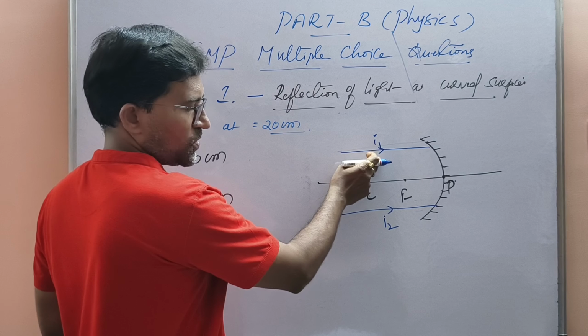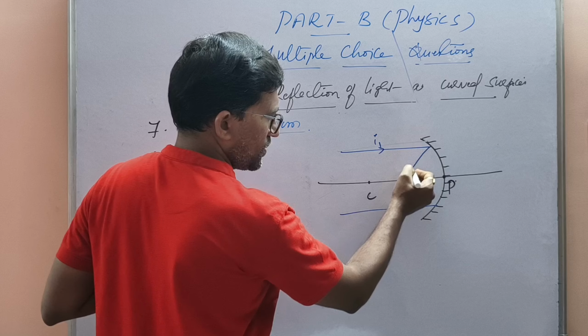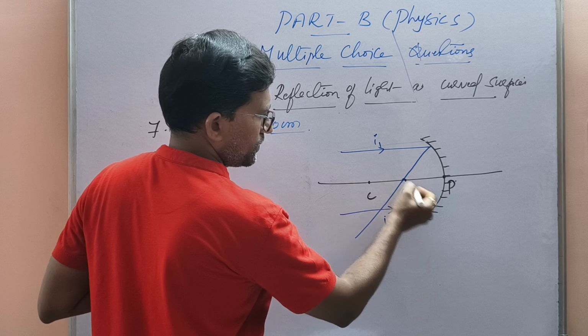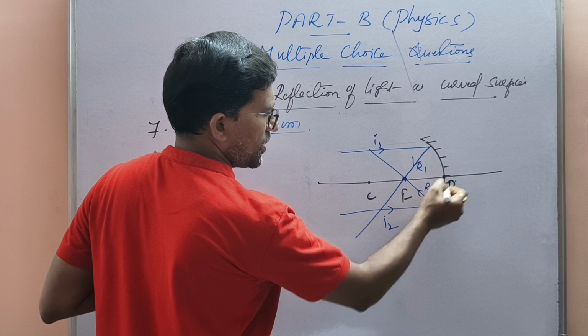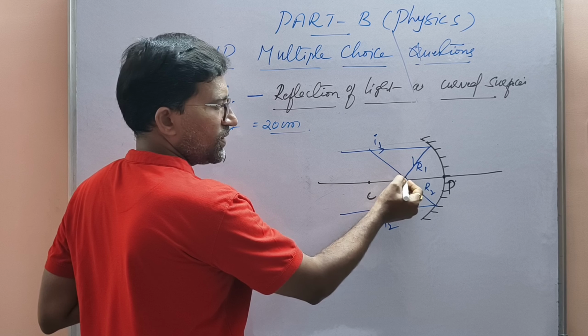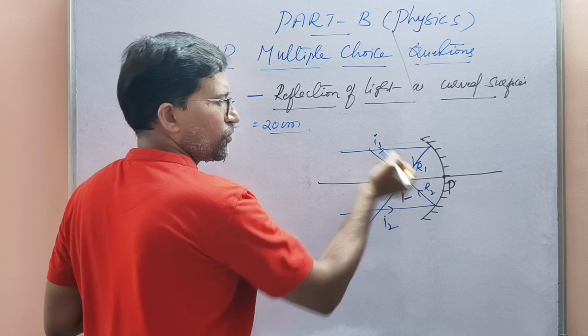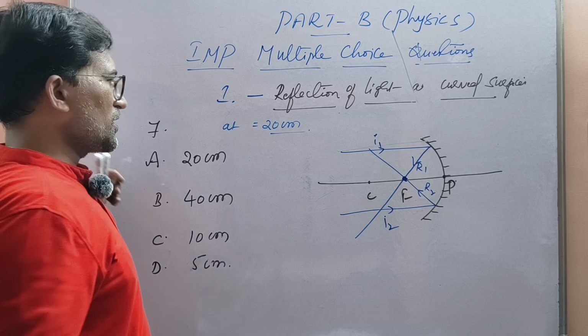If the rays are parallel to the principal axis, after reflection they will converge at a point. The point at which all the reflected light rays, this is R1 and this is R2, will converge is called as what? A focus. Then I think you understood now.